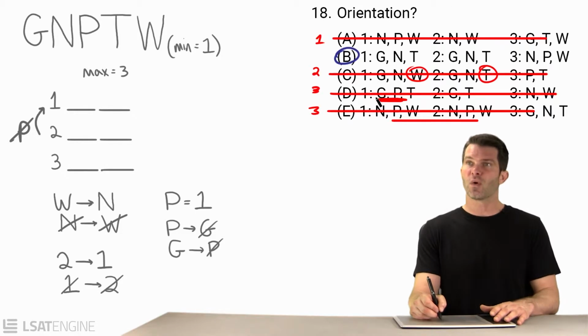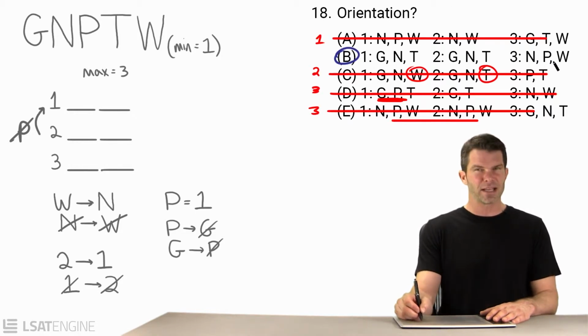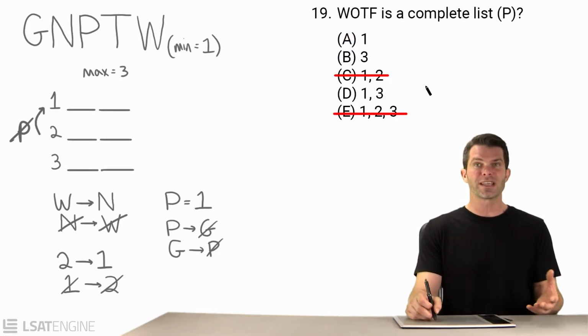Now, your orientation question is always a valid hypothetical. So if you look back at 18, we had plastic in 3 here. So we should be comfortable with the idea that plastic can go in 3. The only question is, can it go in 1?